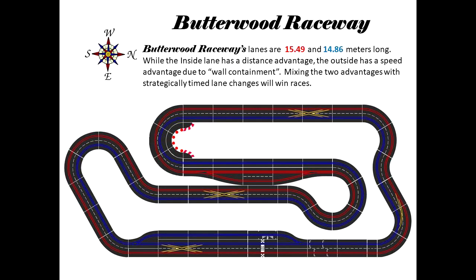Slide 3. The size of the track. Butterwood Raceway's lanes are 15.49 and 14.86 meters long. While the inside lane has a distance advantage, the outside has a speed advantage due to wall containment. Mixing the two advantages with strategically timed lane changes will win races.